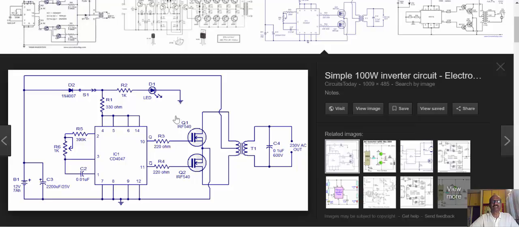And moreover, the transistor used here is IRF540. IRF540 has a very high RDS(on), so the losses will be very high here. Instead, somebody could really use Z44 or BUZ11. These are better MOSFETs compared to this. So this is the drawback of this particular circuit.